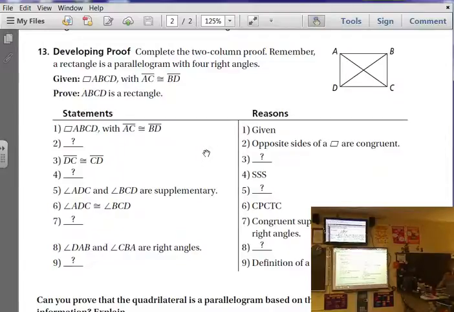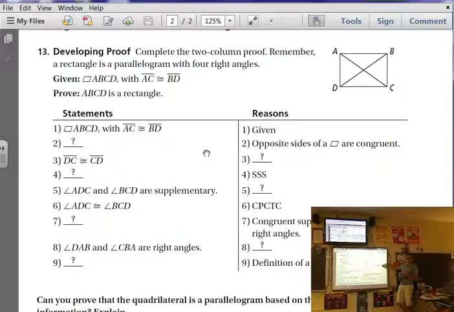I don't understand these proofs either. So with 2-column fill-in proofs, you really want to think about what am I missing that is justified by the other column. So it tells me we have parallelogram ABCD with AC congruent to BD, and that's our given statement. We want to prove that it's a rectangle.